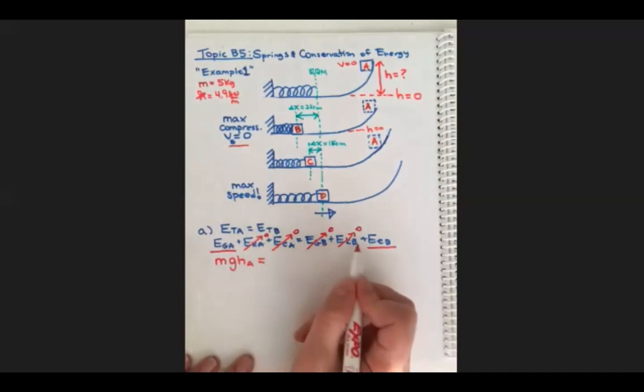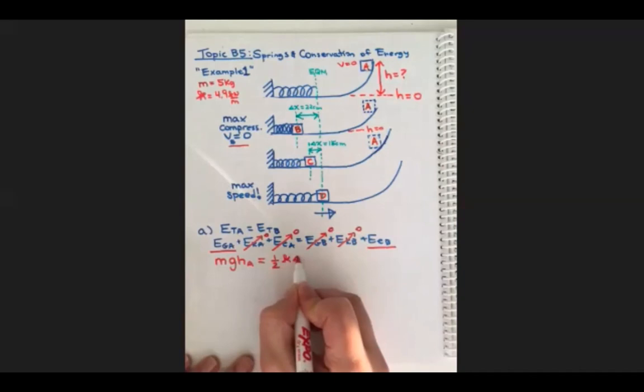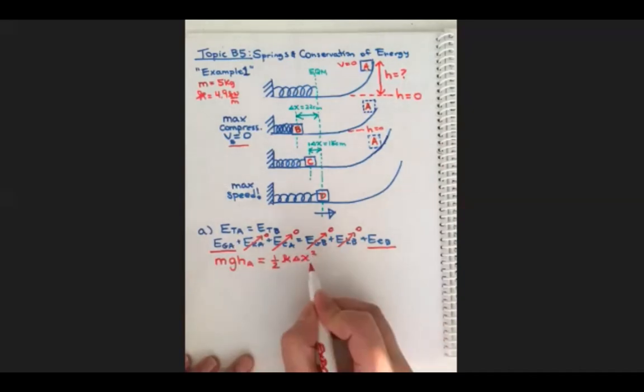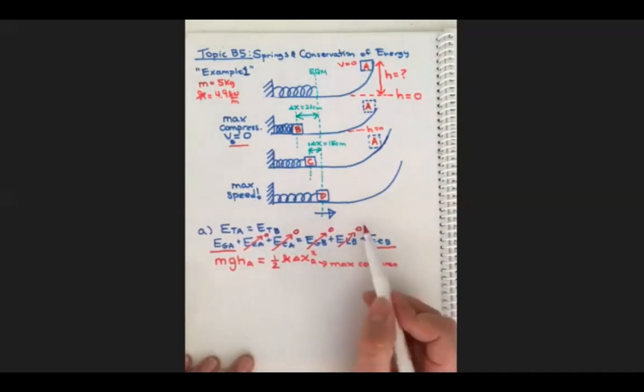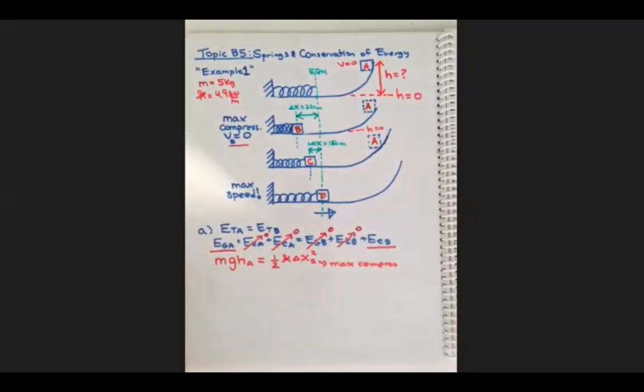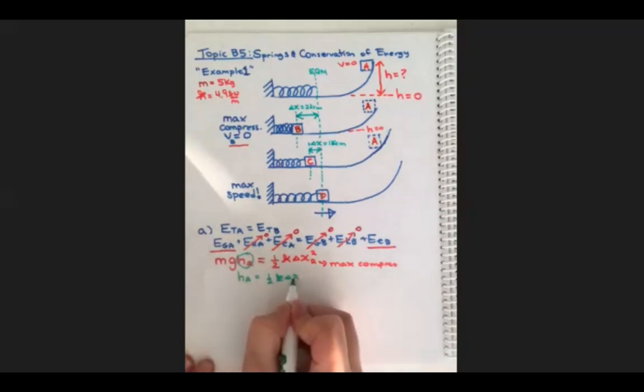We've learned that elastic potential energy is 1/2 K delta X squared, and delta X is specifically the delta X at A, which is maximum compression, in order for us to simplify in that way. And then to solve this, we want to find HA, so we simply move everything to the other side. 1/2 K delta XA squared divided by mg.